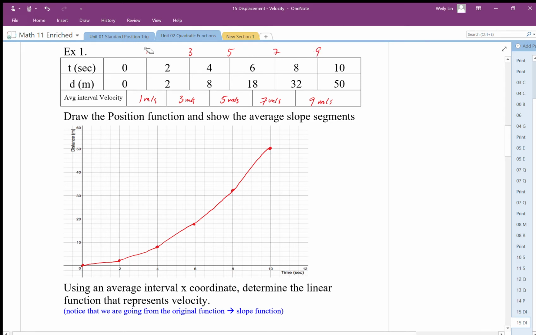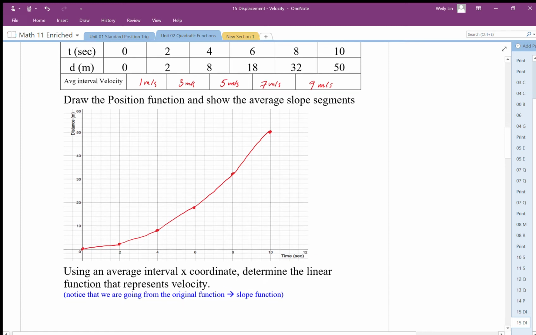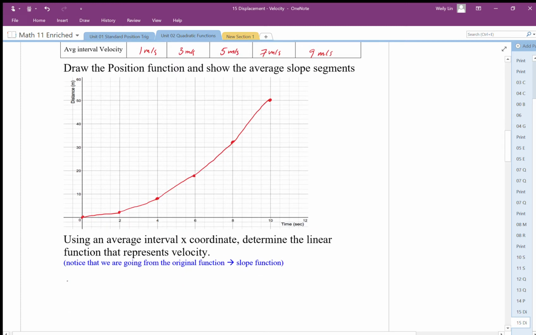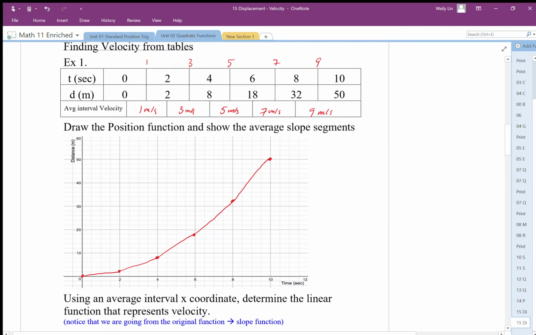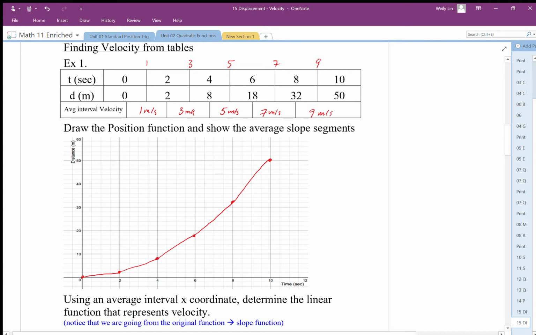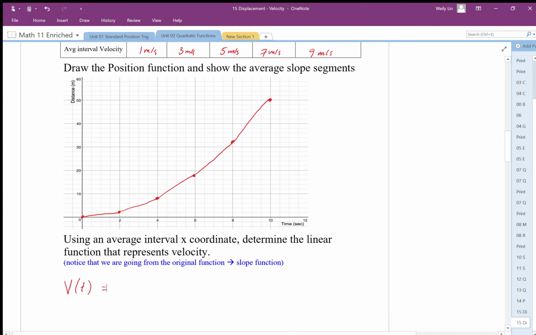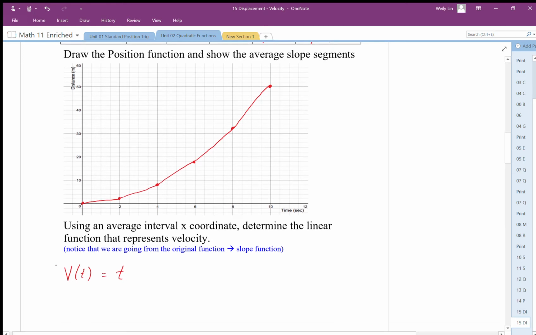We can see that there is a very simple relationship between the time and the velocity. So we can say that the velocity function, velocity as a function of time, is going to be just t. So we know that at time 1 second, the velocity is going to be 1 meter per second. At 7 seconds, it's going to be 7 meters per second, etc. So there is our linear function that represents the velocity function.